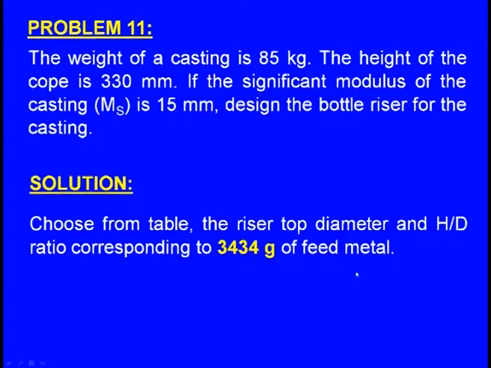Feed metal required, formula we have already seen, is 4% of the casting weight. That is equal to 3400 grams. So, this is the feed metal. Now, for this feed metal, we need to find out the dimensions of the bottle riser. Choose from the table the riser top diameter and H by D ratio corresponding to 3434 grams of the feed metal.